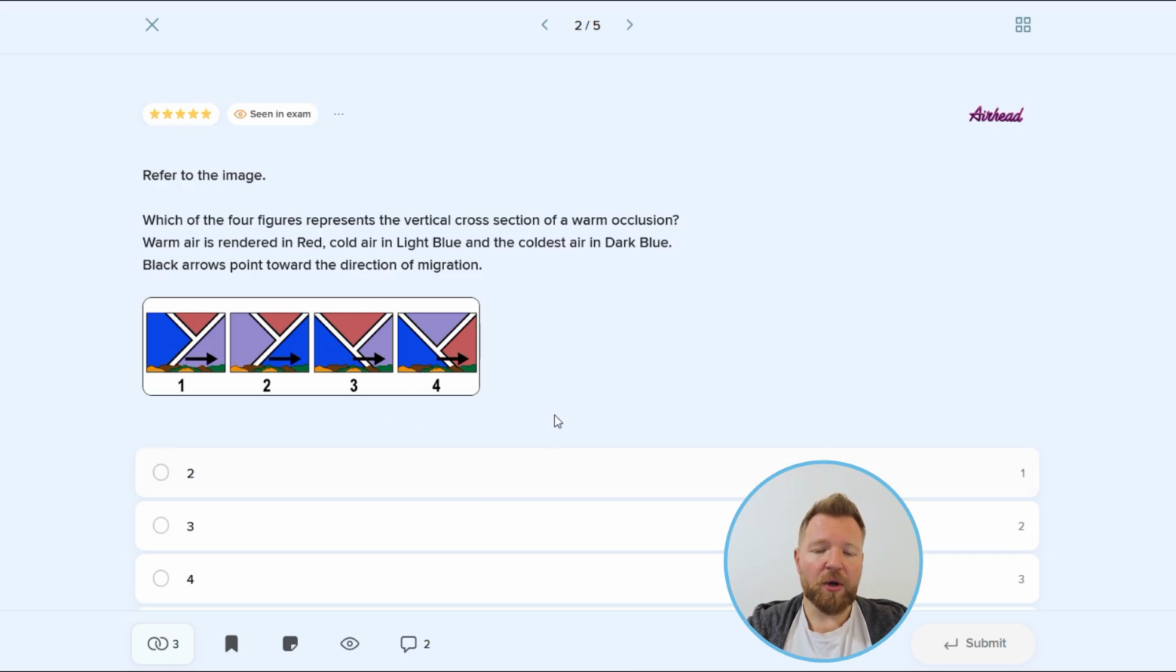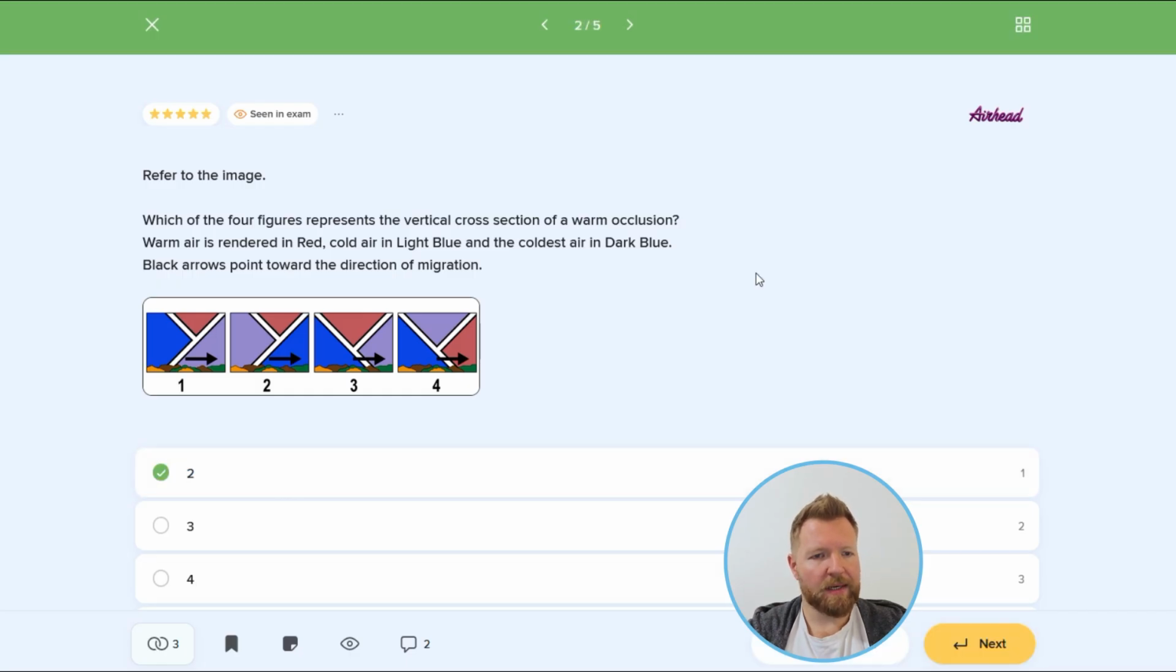Now, if the cold front means the colder, denser air in front of warm front, then it slides over it along the warm front line, forming a warm occlusion. As you can see, this situation is represented by picture number 2, where cold air in light blue rises over the coldest dark blue air. So, the correct answer is answer number 1. And this is the correct answer.